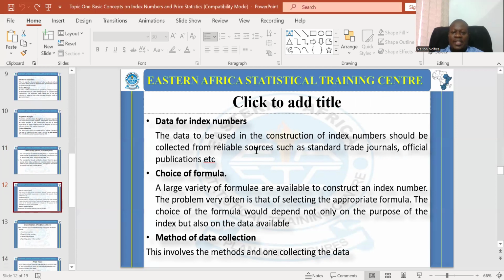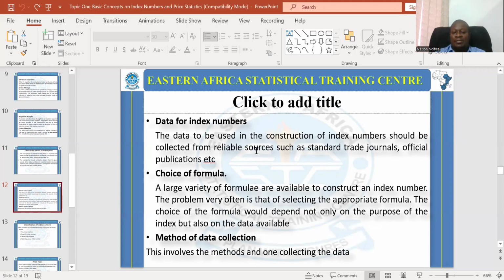And also, we have the data for the index numbers. That is also going to be a challenge. You should know how to get reliable data, because the data will be obtained from different areas. You can obtain the data from the market, from journals or official publications, or from any other areas. But make sure the data used to construct an index comes from reliable sources.